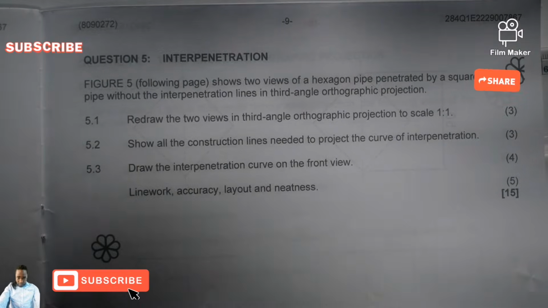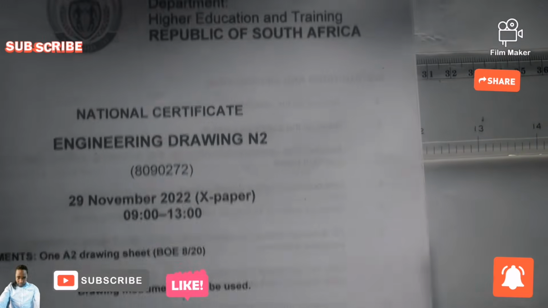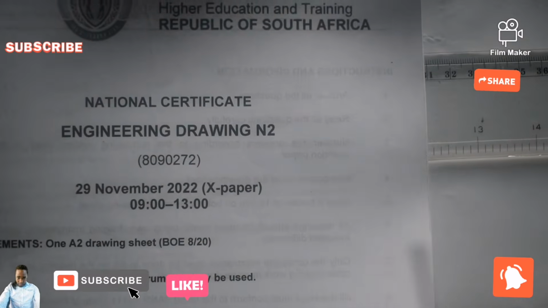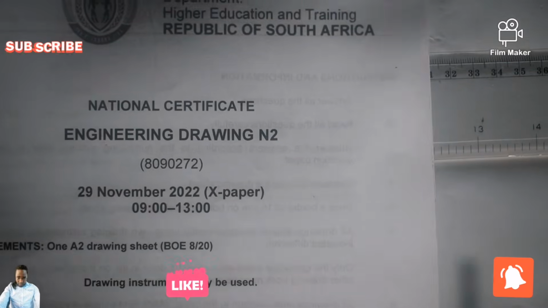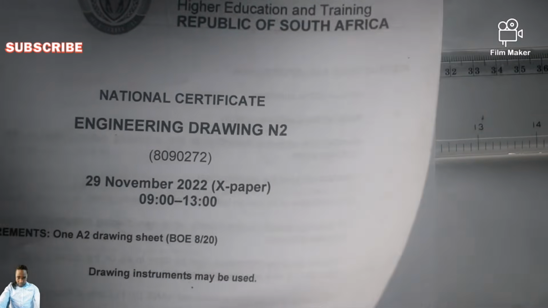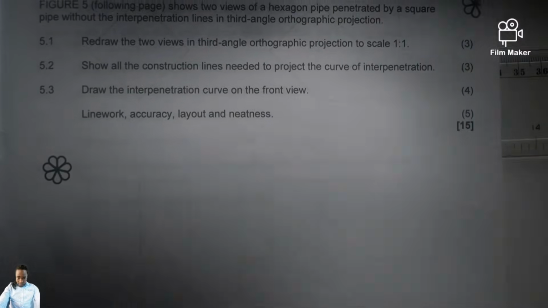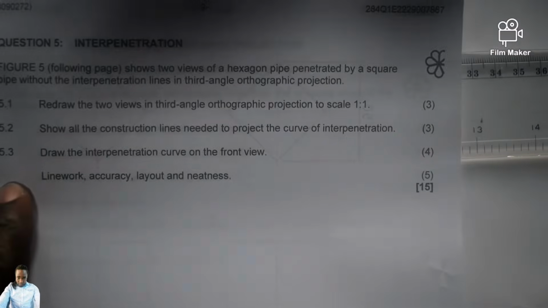Right, guys, let's quickly look at this question 5 of this previous question paper that was written on the 29 November 2022. It was written in the morning X paper. So I want us to look at question 5, interpenetration. So the question read as follows.